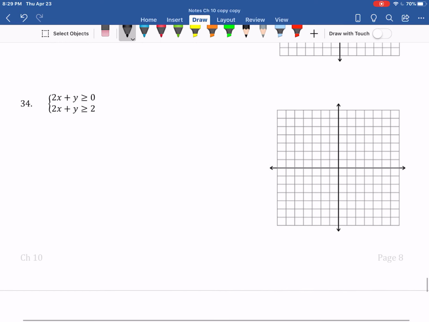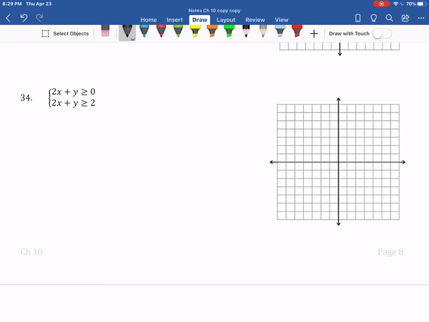34. All right, we've got linear inequalities again. I'm going to rearrange the pieces. Y is greater than or equal to negative 2x for the first one. I forgot my x. Y is greater than or equal to negative 2x plus 2 for the next one. I again have the same slopes, so I'm going to have parallel lines, but they have different y-intercepts, 0 versus 2, and that means they are going to be parallel as opposed to being the same line. If everything's the same, it's just the same line.